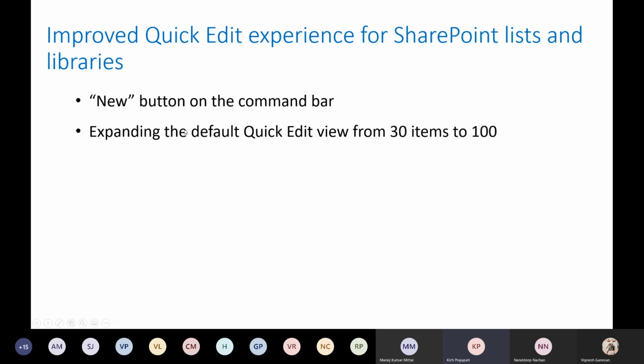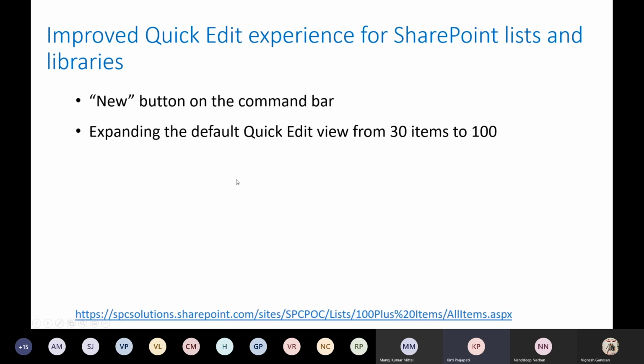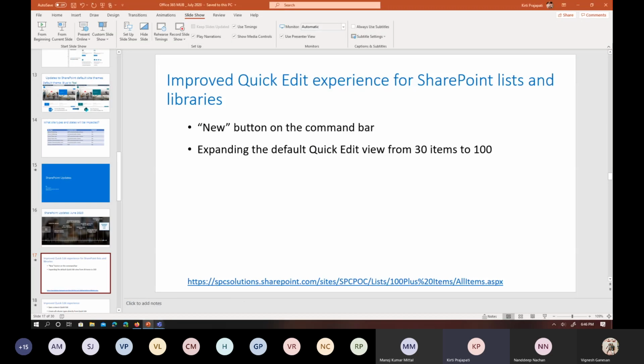The first one is that when we are in quick edit mode for any list, we have a new option available. So from there you can create a new item. There is no need to exit your quick edit view. And let's say, for example, your list or library has more than 100 items. Initially in quick edit view, we have only 30 items available by default. Now the capacity of that view is increased from 30 to 100. So let me explain that.